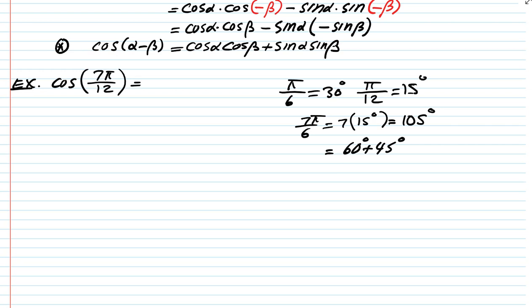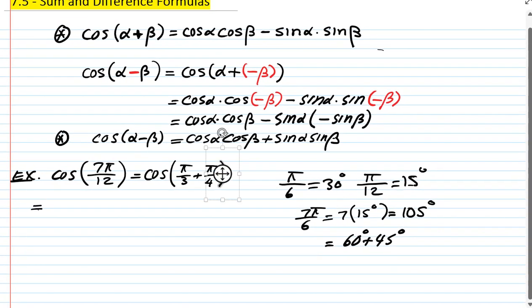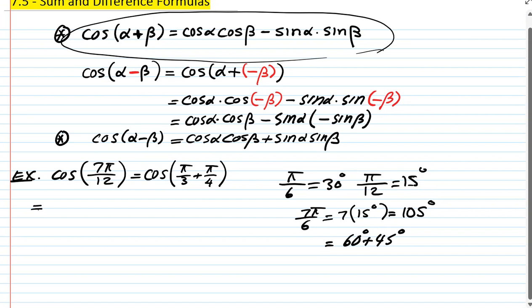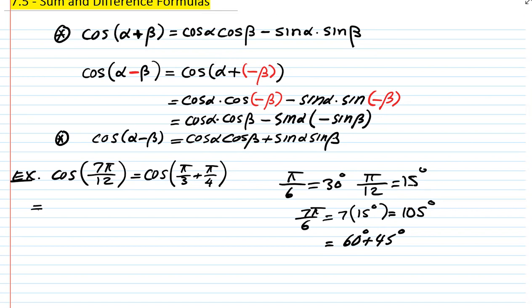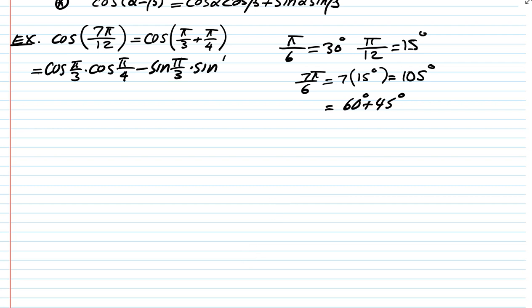So in other words, I'm going to view this 7 pi over 12 as the sum of a 60 and a 45 degree angle. And then I'm going to apply the sum formula for cosine of alpha plus beta. Alpha is the first angle, beta is the second angle. So the formula is cosine cosine minus sine sine. It's going to be cosine of the first times cosine of the second, minus sine of the first and sine of the second.